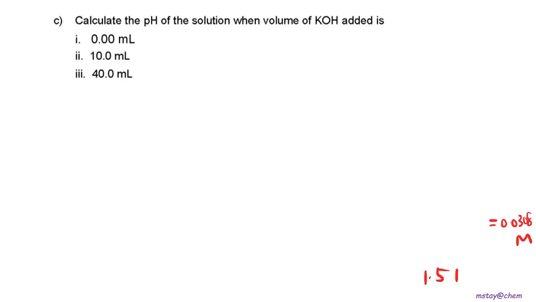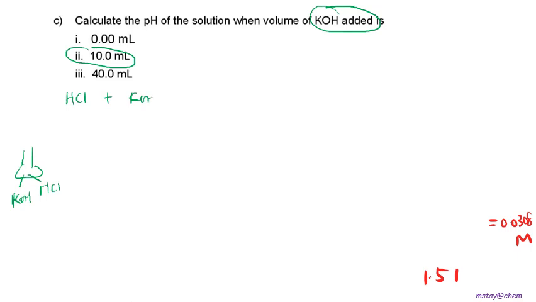Now we proceed to question number 2. When 10 ml of KOH is added into the conical flask, at this moment in the conical flask, there is HCl. At the same time, there is also KOH. So HCl is going to react with KOH and produce KCl and water.